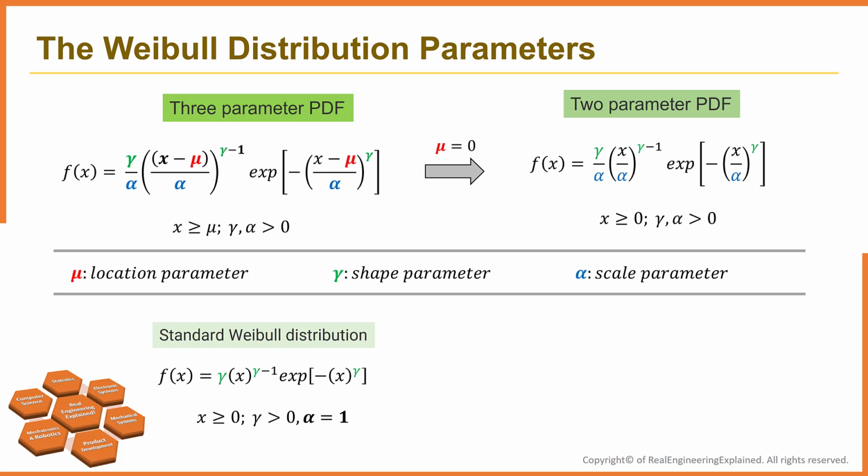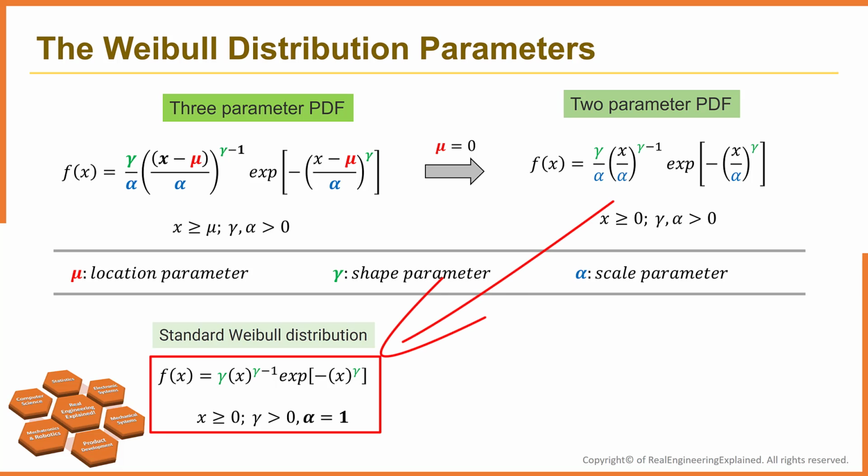There is another version of the Weibull distribution which is derived from the 2-parameter PDF, where mu is equal to 0 and the scale parameter alpha is equal to 1.